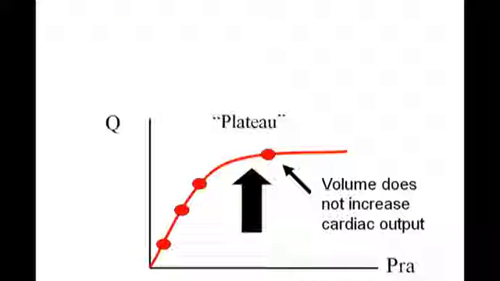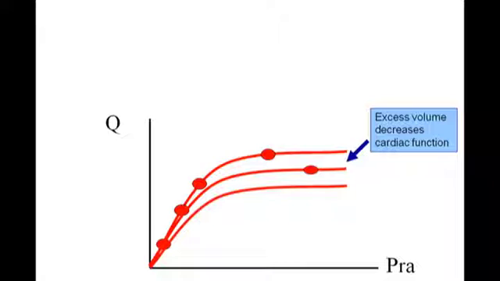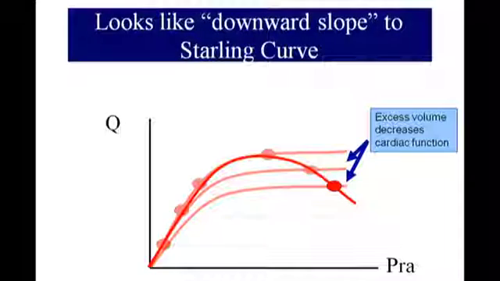So there was a comment about a downward part of a Starling curve. There is no downward part of a Starling curve, but if you overdo filling, you depress the cardiac function curve, and it will look like a downward part of the Starling curve. It'll effectively function that way.